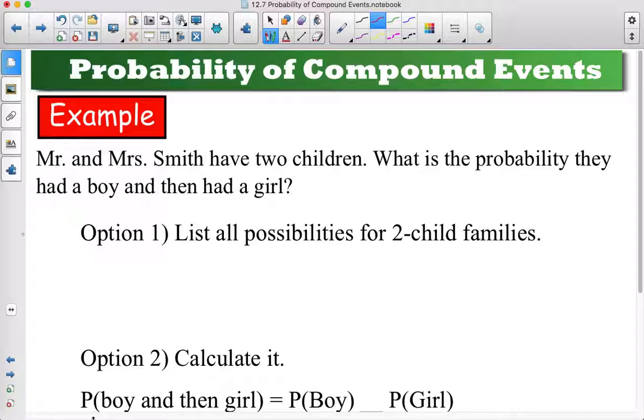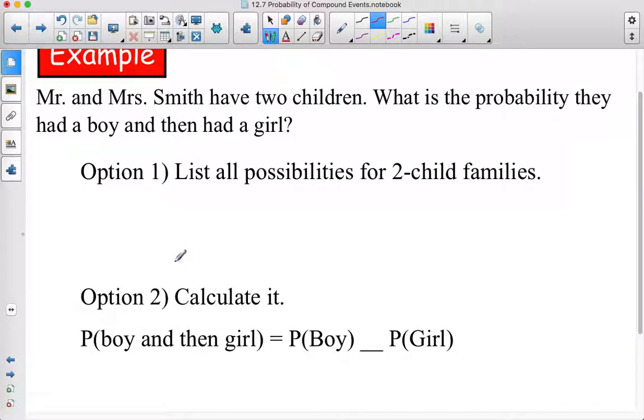So there are 2 ways that I could do this. I could just list all of the possible 2-child families and find the one where there was a boy and then a girl. So that's option 1. It's kind of the longer way to do it, but we'll do it, and then we'll talk about the more efficient technique. So I list all of the 2-child families.